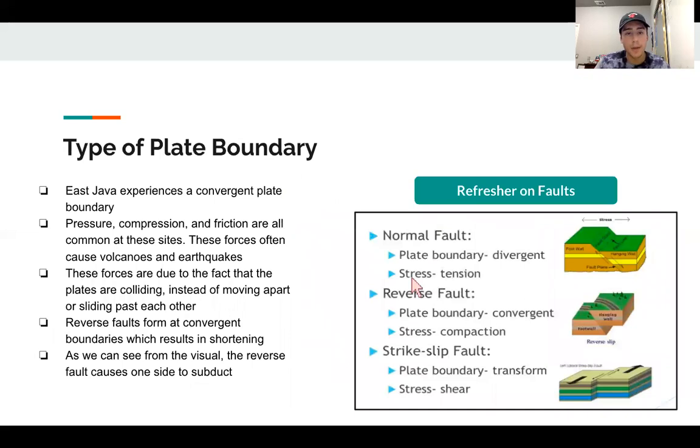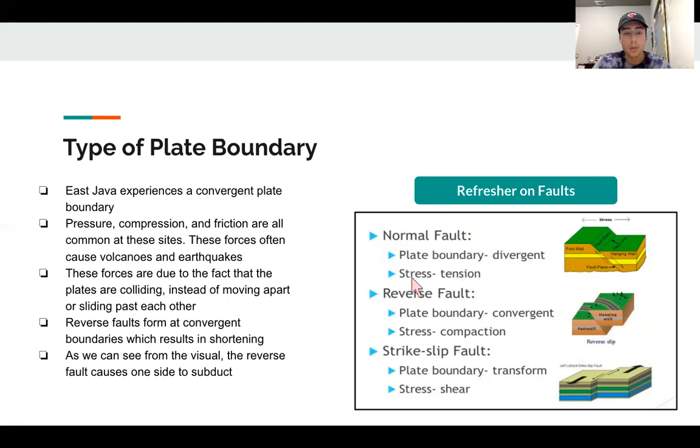Type of plate boundary that we're talking about. So East Java experiences a convergent plate boundary. So the forces that it's kind of feeling are pressure, compression, and friction. And these forces are often what cause volcanoes to be made and earthquakes to start. So these forces are due to the fact that the plates are colliding instead of moving apart like we see in divergent and they're not sliding past each other like we see in transform.